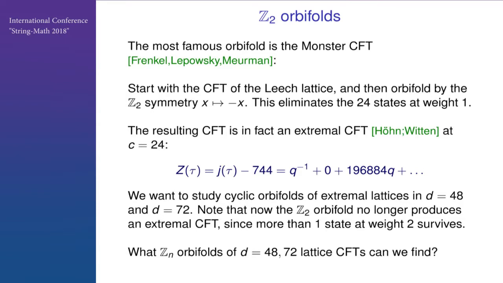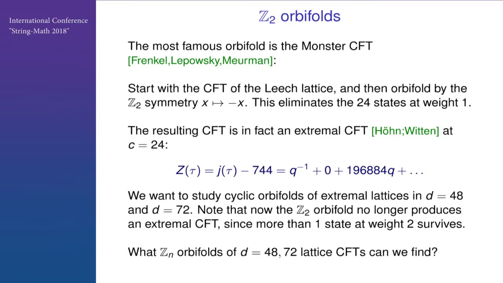So let's give maybe the most famous example of this. The most famous example of a cyclic lattice orbifold is the Frenkel-Lepowsky-Meurman construction of the monster vertex operator algebra. How do you do that? You start out with the Leech lattice, and then you orbifold by the lattice symmetry which sends x to minus x. This eliminates all 24 states of weight 1, because those 24 states are simply a single mode of the free boson which picks up the minus sign under the action of this symmetry. And the resulting theory, the monster CFT, or monster VOA, has a lot of exciting properties.